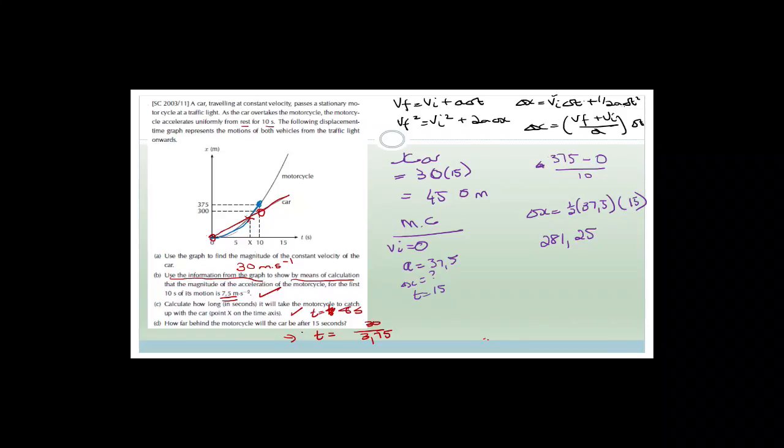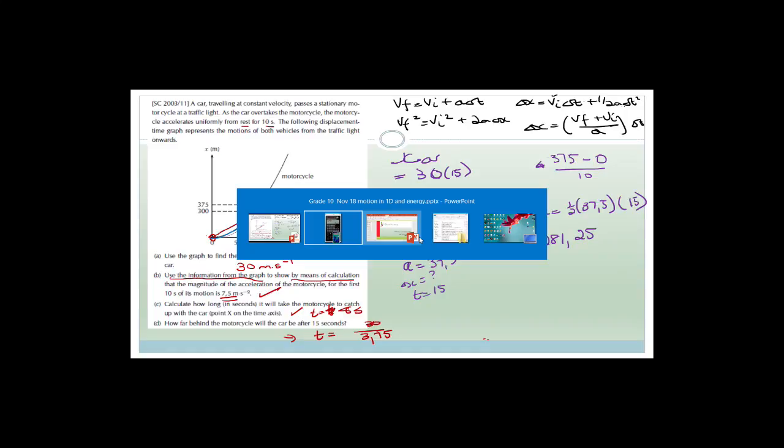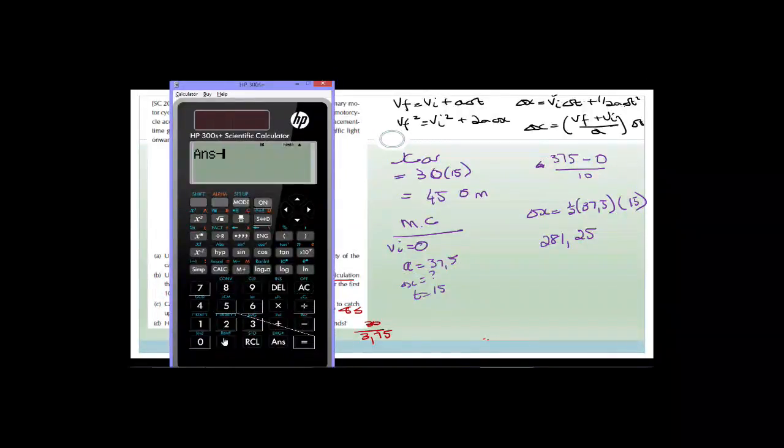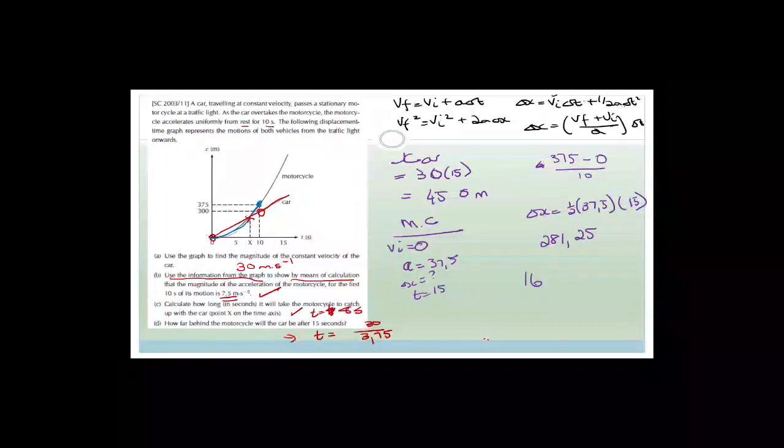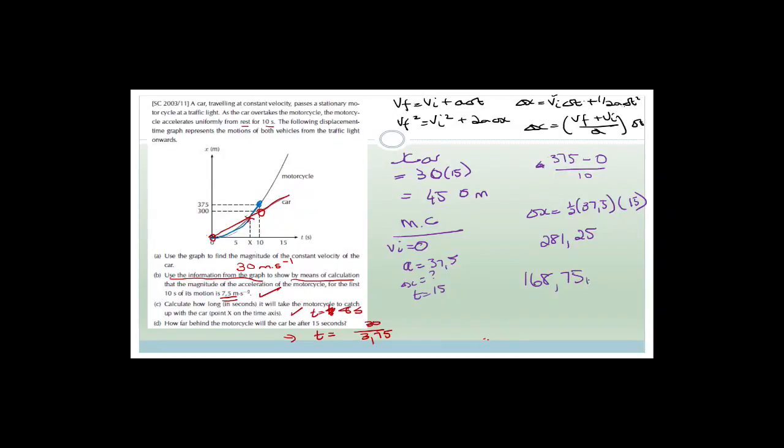Whereas the car will have traveled 450 meters. So in other words, to find out how far they are from each other, you need to subtract 281.25 from 450. And you will find out that the difference is 168.75 meters. There you go.